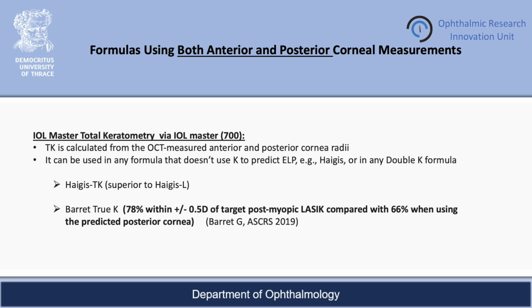It can be used in any formula that doesn't use corneal power to predict effective lens position, such as Hagis, or in any other formula with the double K method. With total keratometry, the accuracy is increased. Recently, Barrett showed that by using the measured posterior cornea, 78% of patients achieved within half a diopter target, compared with 66% when using the predicted posterior cornea.